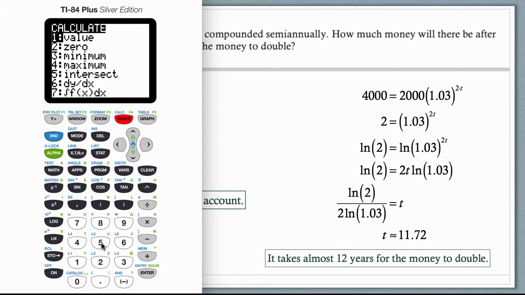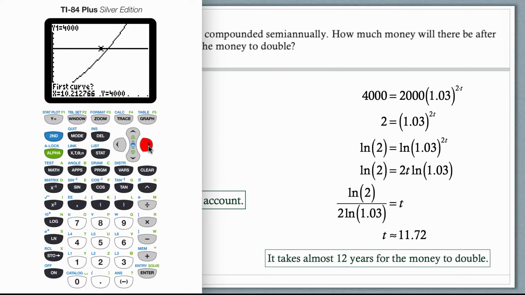Second, and then the trace key, option number 5. I'm going to get close to that intersection so that my calculator approximates it the way I want it to, and then enter 3 times following the prompts. Again, I should expect to get the same number I got algebraically. So if you're asked to solve this algebraically, you could always double check using the graph.